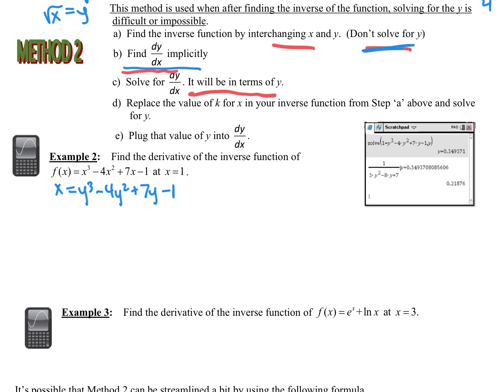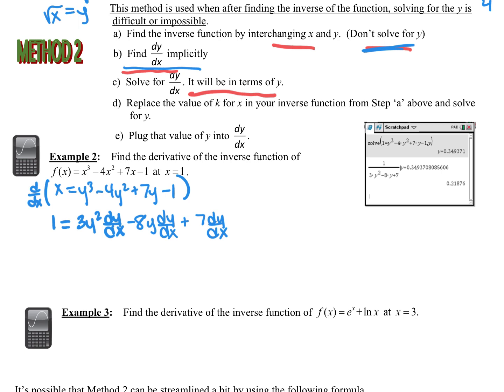So that's what we did in this last unit. So we're going to take the derivative of both sides with respect to x. So the derivative of the left side will be 1. Derivative of y cubed will be 3y squared dy/dx. Derivative of negative 4y squared will be negative 8y dy/dx. Derivative of 7y will be 7 dy/dx. And derivative of negative 1 will be 0.